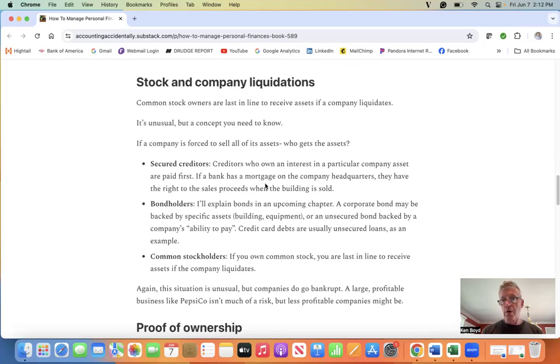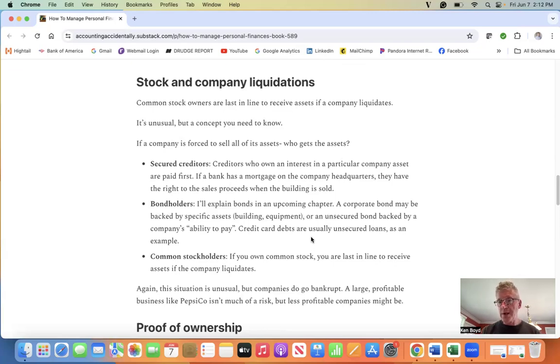If a bank has a mortgage on the company headquarters, for example, they have the right to take sales proceeds when the building is sold. Bondholders. I'll explain bonds in an upcoming chapter. A corporate bond may be backed by a specific asset like a building or equipment, or it could be an unsecured bond, which is simply backed by the company's ability to pay.